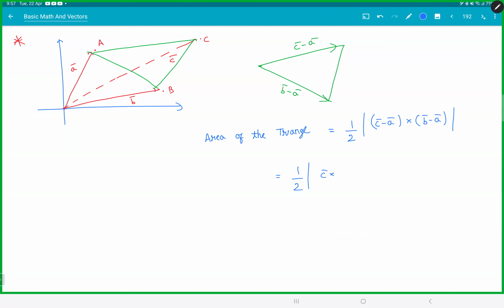You will get C cross B, minus A cross B, and then you will get minus C cross A. So you can just arrange these terms. You will end up with A cross B plus B cross C plus C cross A. That you can write like this.